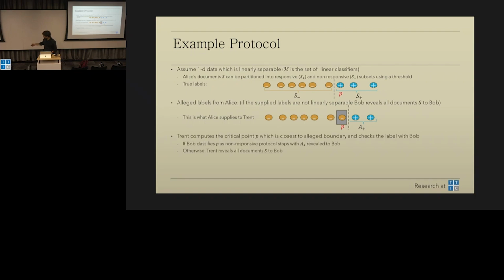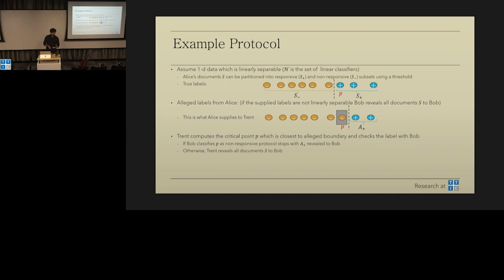Trent will compute this critical point P, which is actually just the closest point to the boundary, the closest point to the threshold, which is negative. And Trent will just verify the label of this point P with Bob. Trent will send this point to Bob and ask whether it's actually relevant or not. And if there is a conflict on the label, that is, if Bob says it's relevant, but Alice is claiming it's not relevant, then we will just use the court to adjudicate and figure out what's happening.